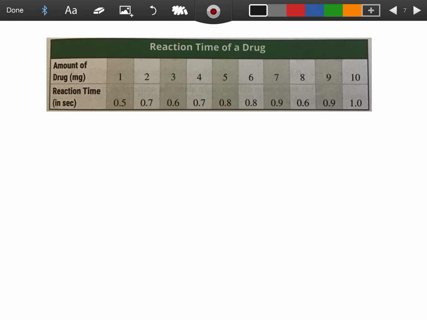I'm going to use this example for the calculator problem. It's the amount of drug that someone takes and the reaction time, how long it takes them to react to the drug given the amount that they have taken. So for example, if someone took 4 milligrams of this drug, it took them 0.7 seconds to react to it.